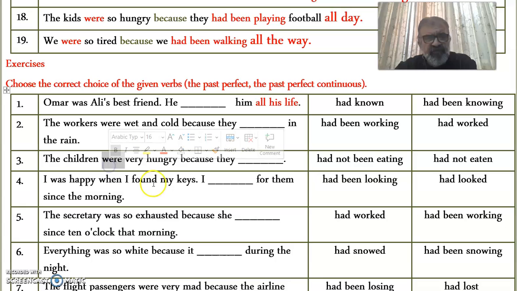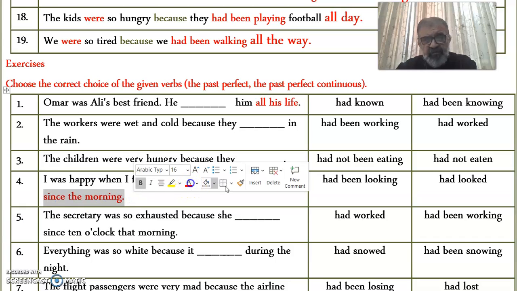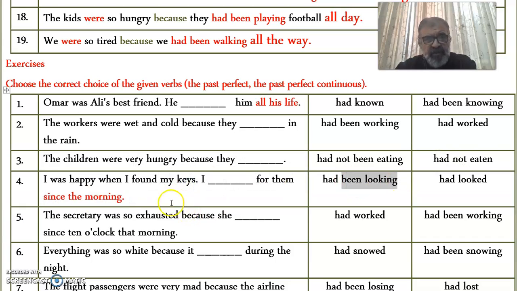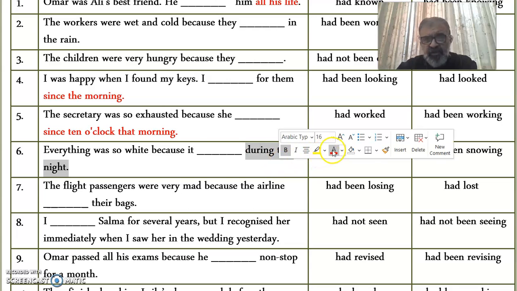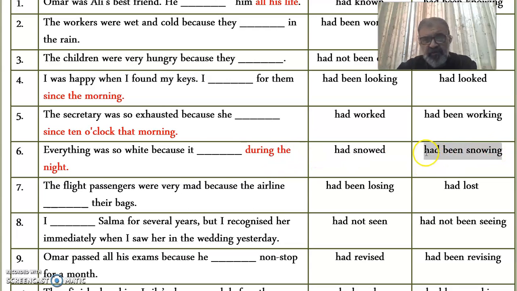The children were very hungry because they had not eaten. Again, no duration. That's past perfect. I was happy when I found my keys. I had been looking for them since the morning. That's a duration. Had been looking. The secretary was so exhausted because she had been working since 10 o'clock this morning. Everything was white because during the night, that's a duration, it had been snowing.